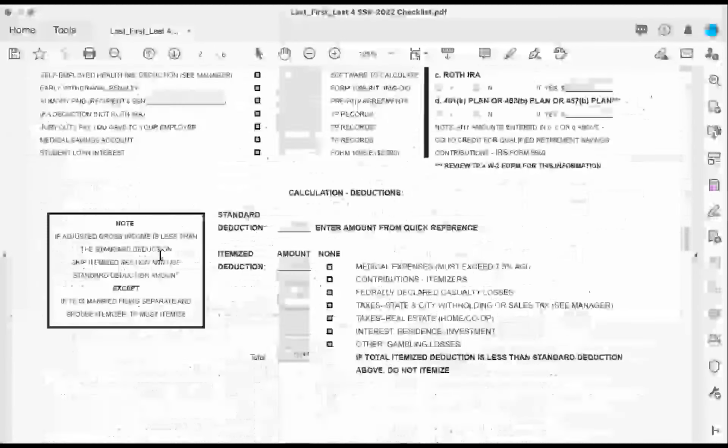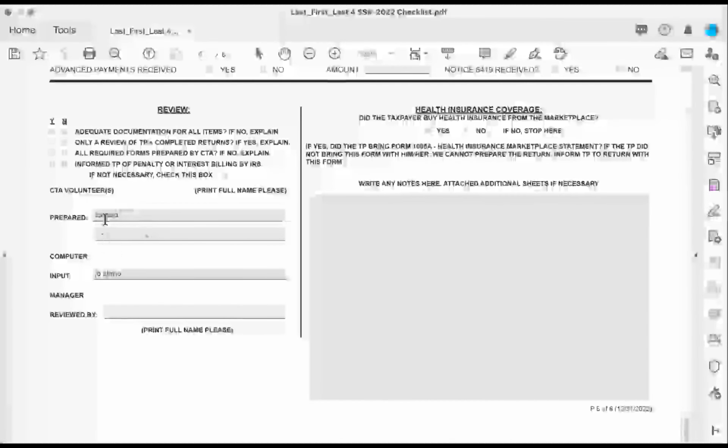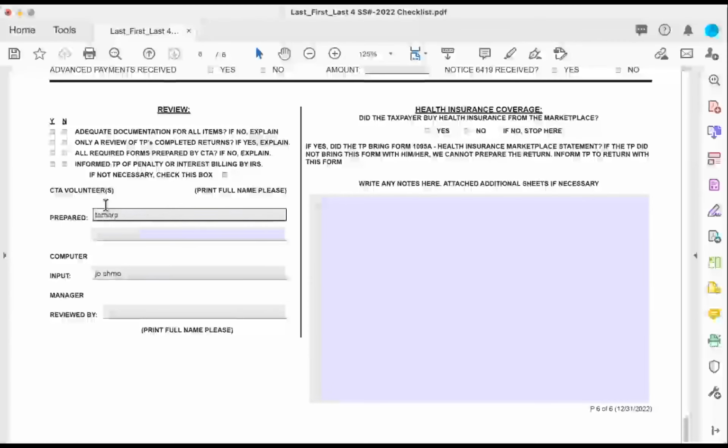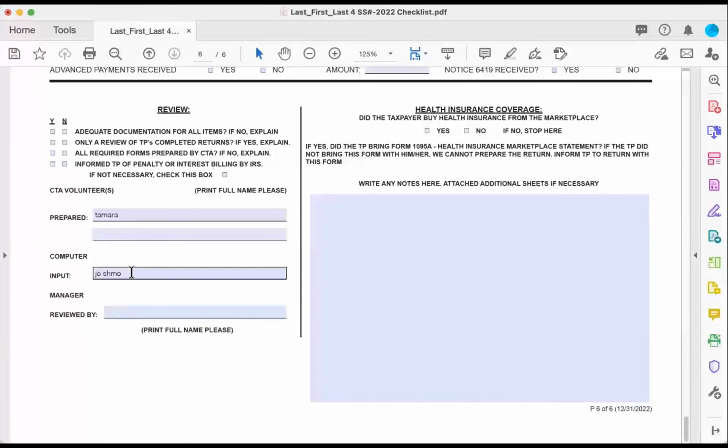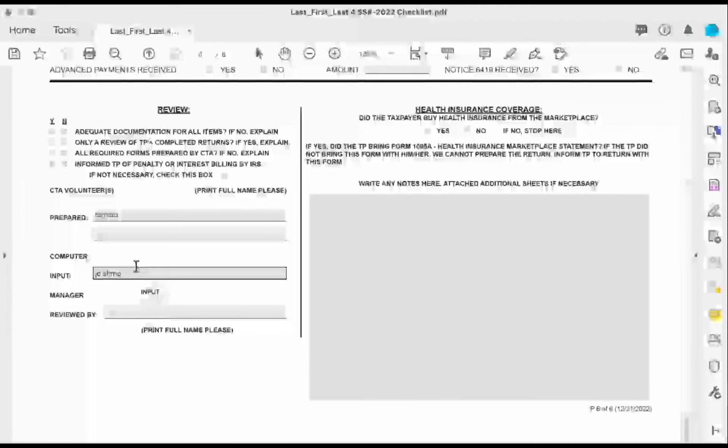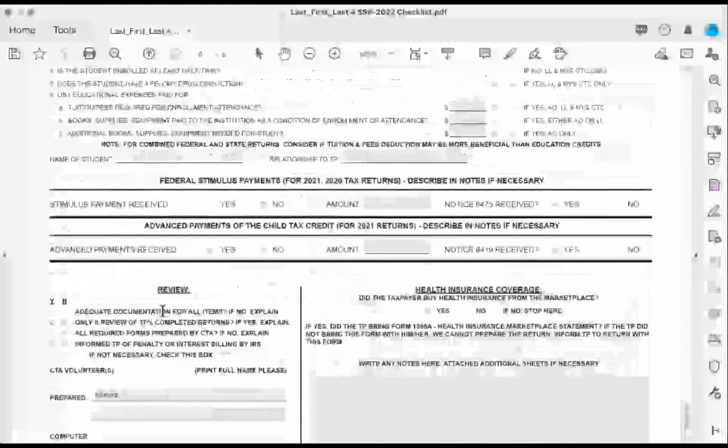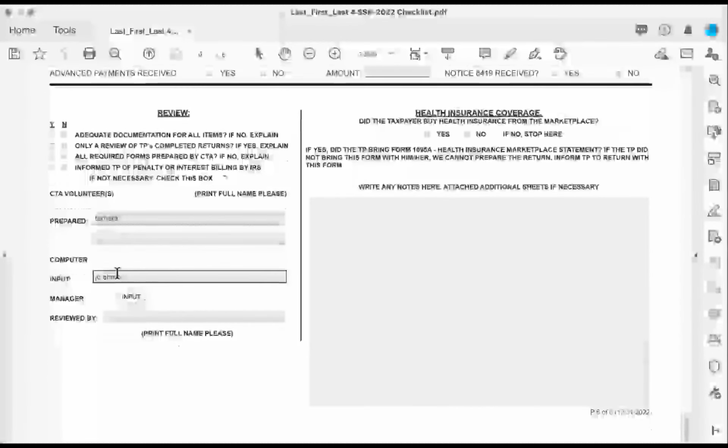And then what I want you guys to remember, I'm pretty sure Emil said this, but I just want to reiterate that you want to put your name in the prepared section, the interview volunteer, and then the computer input. If you're not doing both, you want to put the computer input volunteer's name here. And that's again to alert the manager who worked on this, because if there's any questions on the checklist, the manager needs to ask the people who worked on the checklist or the computer input, to get the information. So that's how the manager is going to know who worked on it.